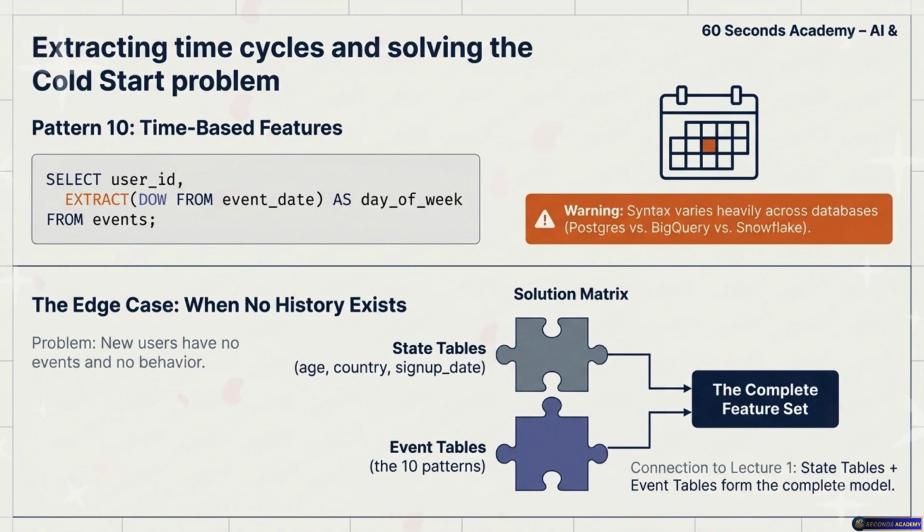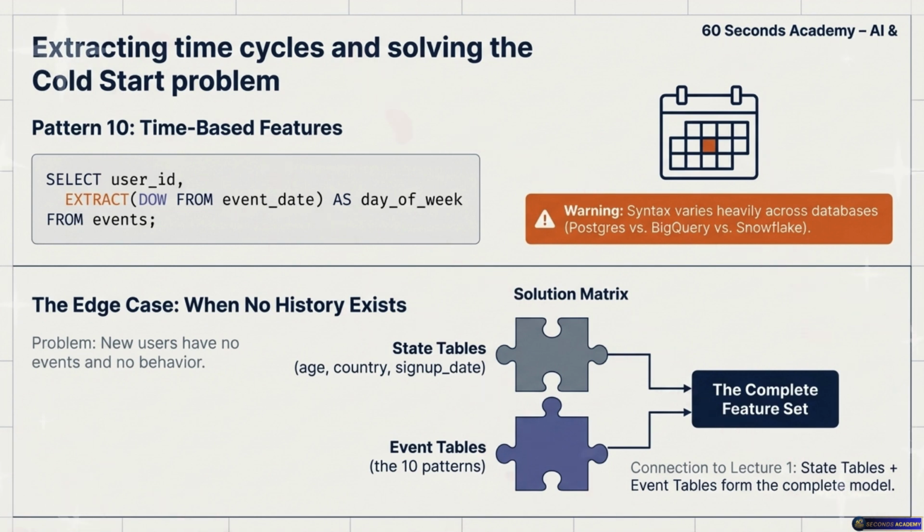You have to tie it back to the foundations of data architecture, which was actually covered in Lecture 1 of this series. When you have no event history, you must rely entirely on state features. State features. Things like the user's age, their country of origin, the specific device they're using to sign up. Exactly, who they are rather than what they have done.